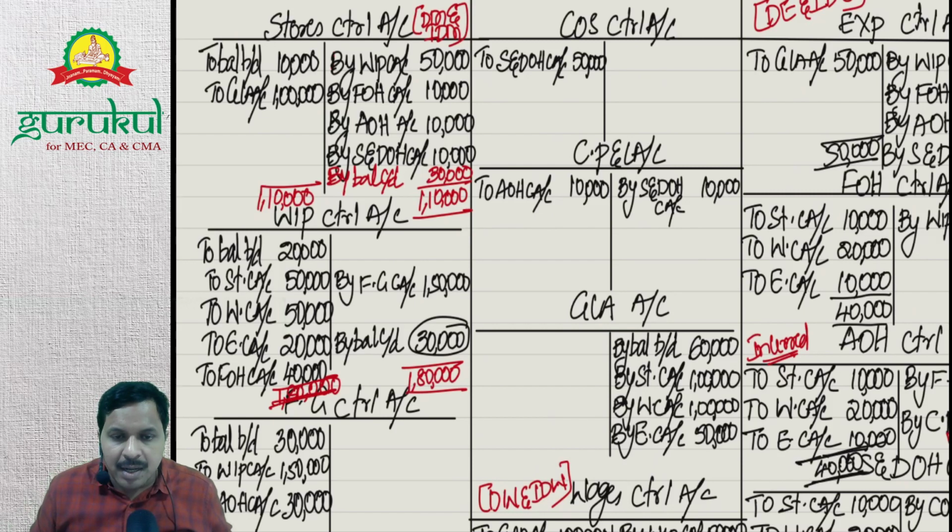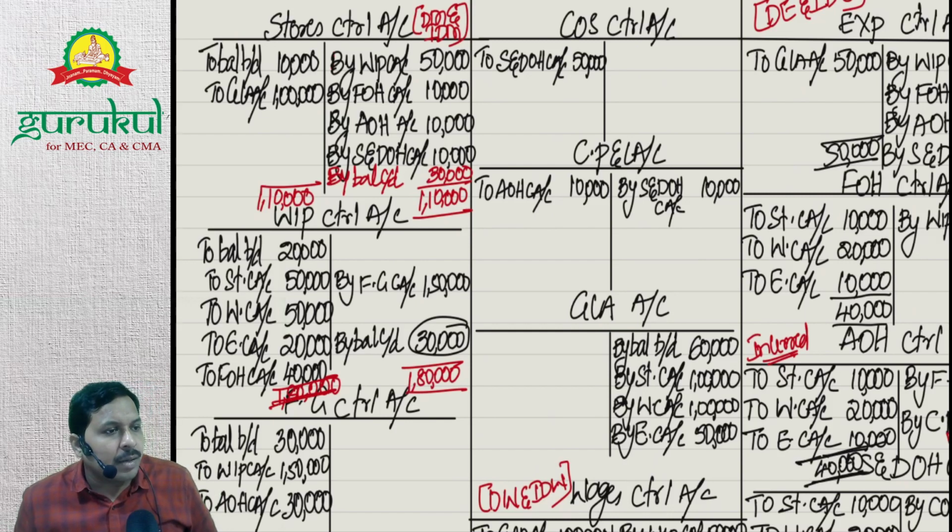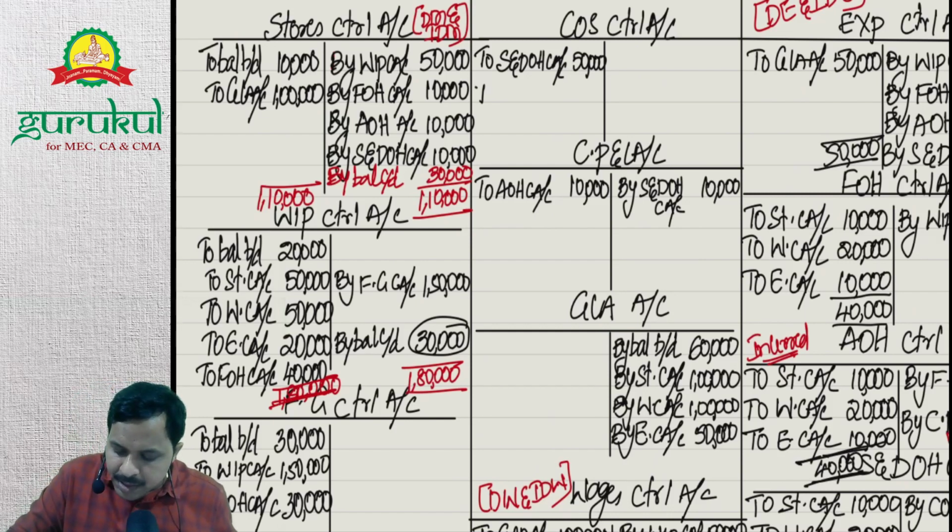Cost of sales control account debit to finished goods control account. Write that: finished goods sold at cost. Cost of sales control account debit to finished goods control account.